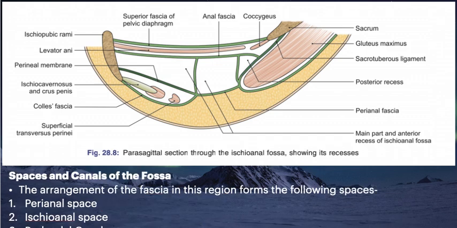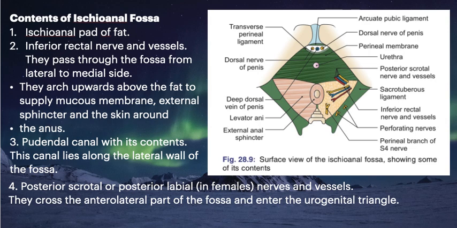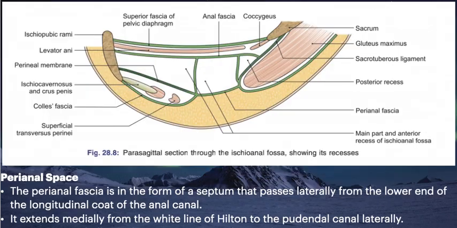So coming to the spaces and canals of the fossa. Now the arrangement of fascia in this region is such that it is forming certain spaces called the perianal space, ischioanal space and the pudendal canal. So let's talk about the perianal space.